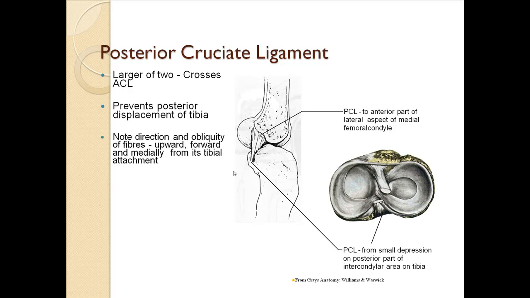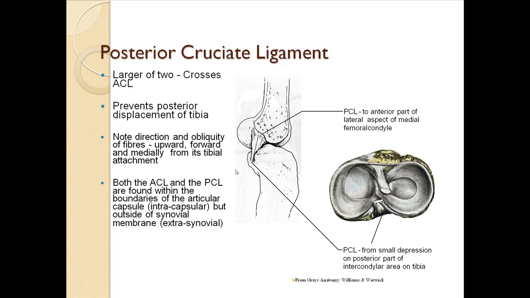It also limits rotational movements. So medial rotation will cause the two cruciate ligaments to wind around each other, and therefore medial rotation is controlled by the two cruciate ligaments themselves. It's important to note the obliquity of the ACL and the PCL, because it's this obliquity that leads to the locking mechanism of the knee.